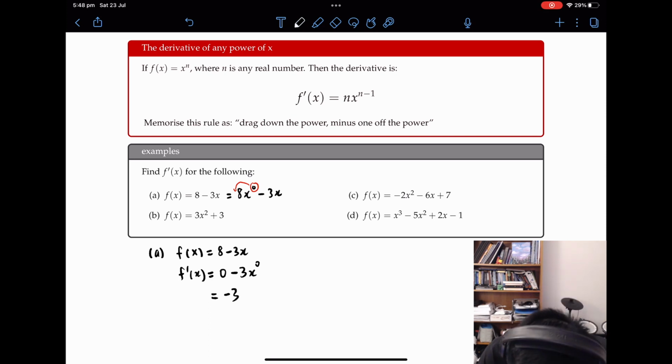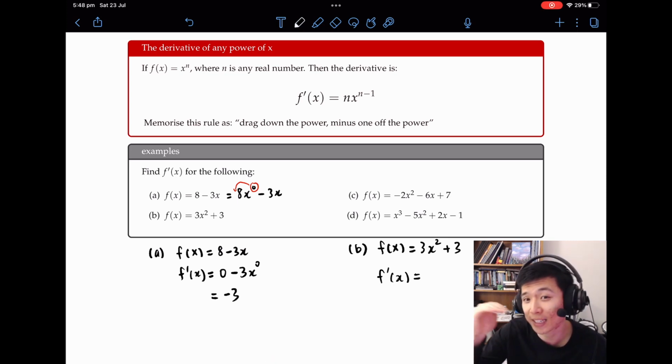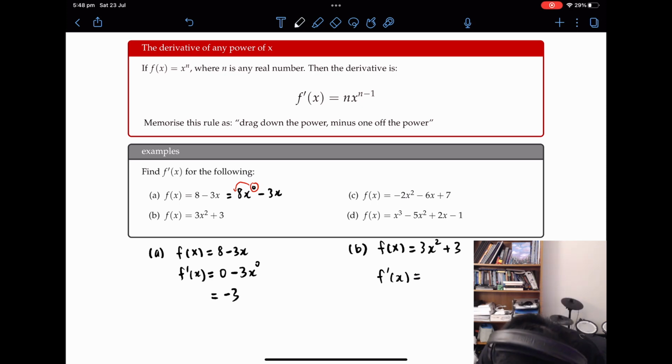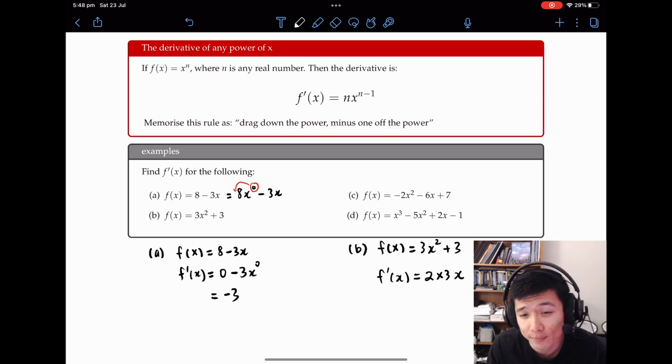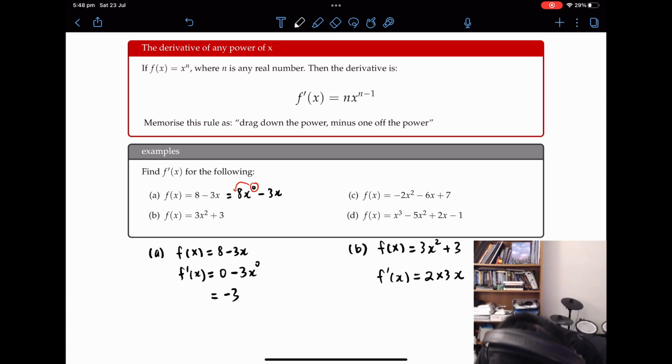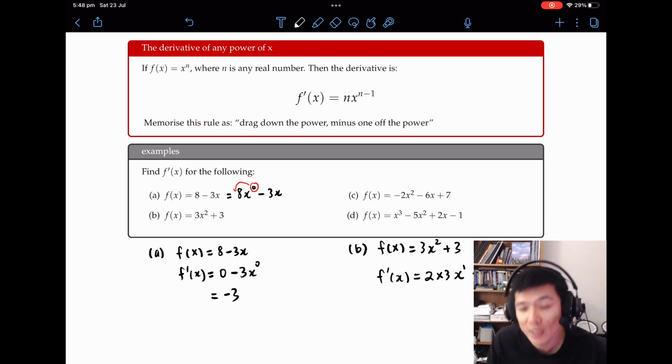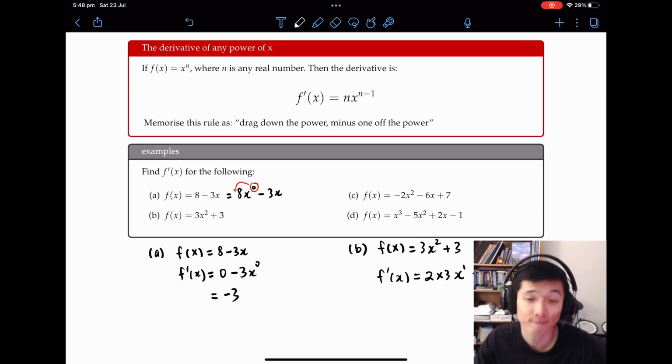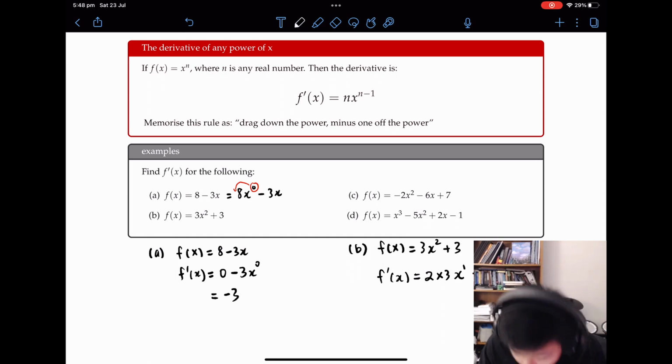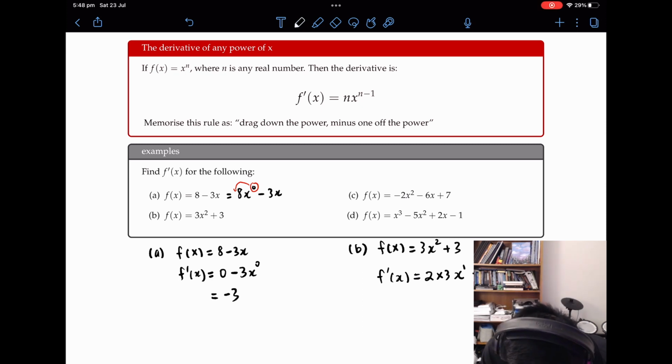All right, let's keep going. What happens when we differentiate 3x squared plus 3? Well, f dash of x, we're going to drag down the power. So 2 comes down the front, so 2 times 3. And then minus 1 off the power, so 2 minus 1, that's just 1. And we said that when we differentiate a constant, poof, it just disappears. So it just becomes 0, so plus 0. And so we simplify this, and it just gives us 6x.